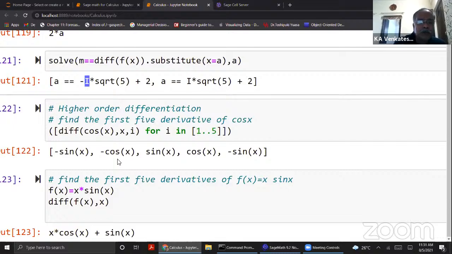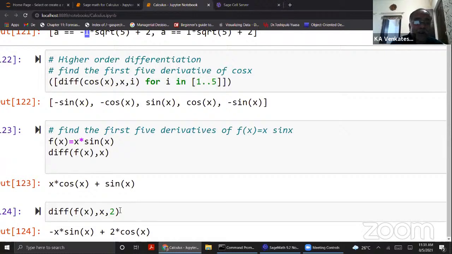Okay, can you do this problem? Find the first 5 derivatives of f of x equal to x times sin x. So far we have seen a single function. There's a product rule we need. One can use product rule, quotient rule, whatever you want. But here the function is the same, so I'm not changing anything else. Even though it's a product, x star sin x, did I do anything? Well, look at the syntax. Differentiation of f of x comma x.